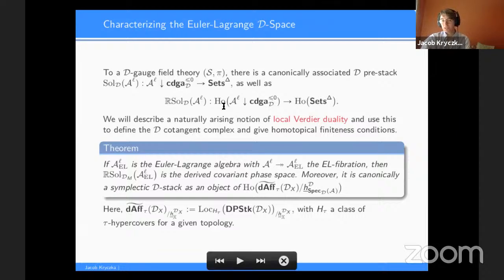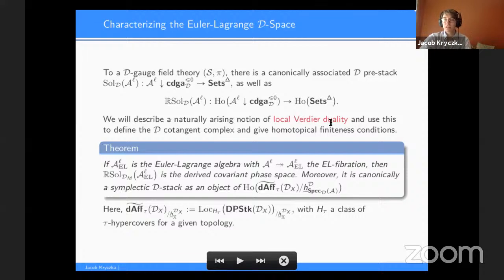In order to view this as a functor between homotopy categories in this way, a bit of work needs to be done. And this will be the main content of the parallel talk. In this setting, what's very nice is we have a nice duality operation as well. That is the non-linear version of Verdier duality, which is what we call local Verdier duality.